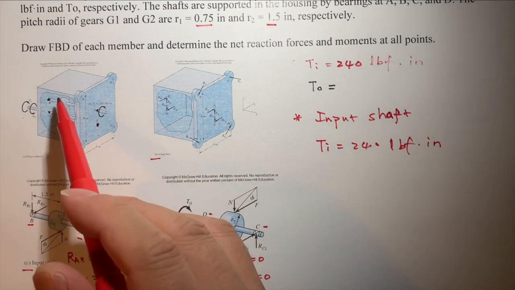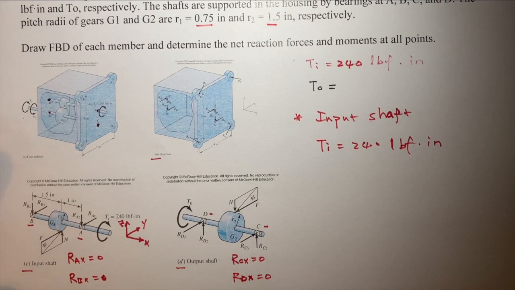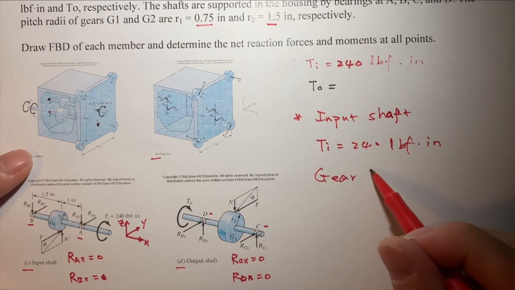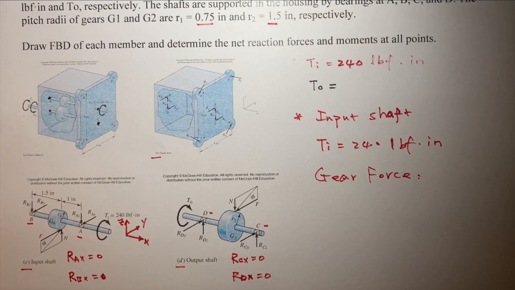The input shaft AB is on the top, and the output shaft CD is below the input shaft. So at the contact point here, at this location, there's a gear force. So let's look at the gear force. We'll talk about the gear force in chapter 13, but I just gave you an idea.